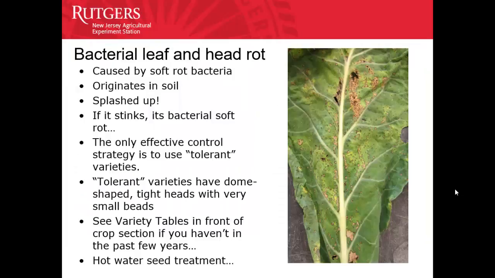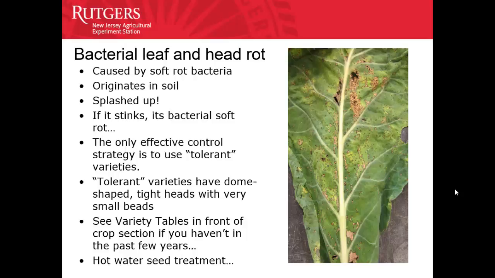Bacterial leaf and head rot. Again, this is caused by soft rot bacteria. No, I don't have a good picture. If something stinks, just remember it's a soft rot bacteria. That bacteria originates from the soil. It's almost ubiquitous. I bet you if I sampled 100 fields, I would find Erwinia, or whatever they call it now, in 100 fields.